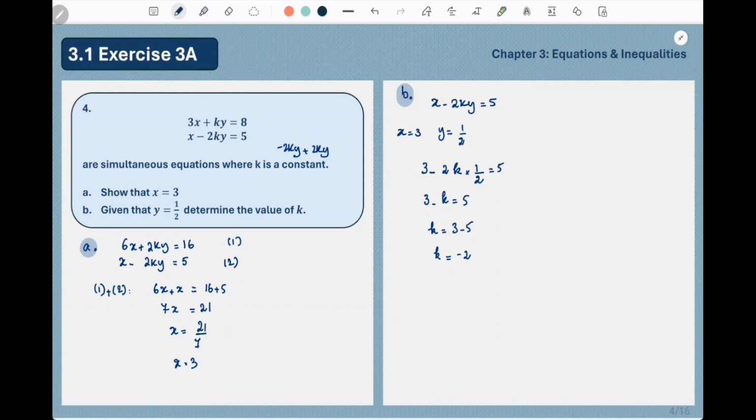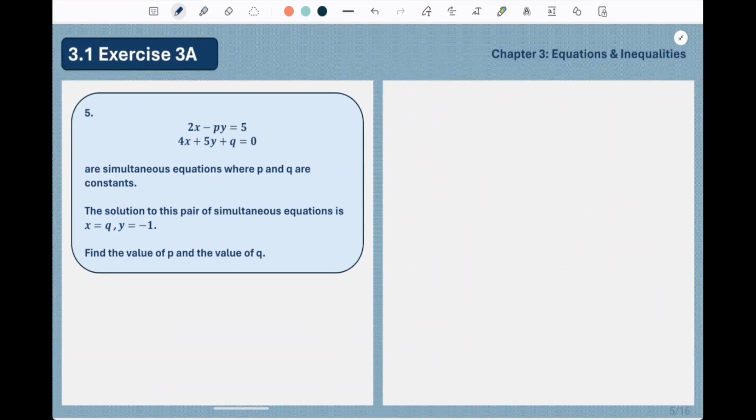If you want to check, you can substitute everything here and see if it's actually equal to 8, because this one you haven't used. You've used this one. That's a way to check. Always check whether you got the right solutions for the simultaneous equations by using the other one that you haven't used. So 3 times 3 is 9, and then minus 2 times 1 over 2, which is minus 1, which is 8. So yeah, we're right. Moving on to the next question.